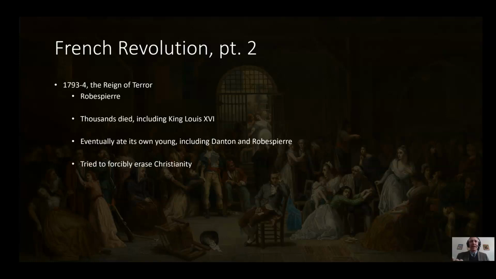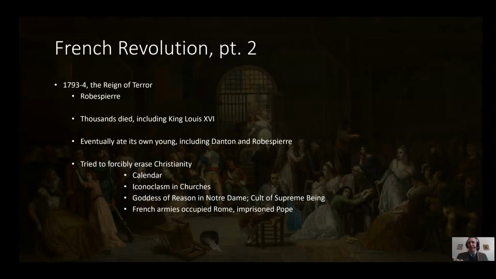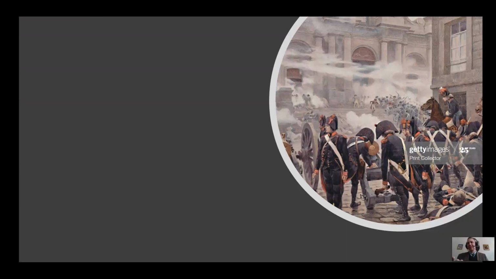They did try to forcibly erase Christianity from the face of France and the places that France conquered. Changed the calendar. Took out the images in churches, particularly Notre Dame. Tried to institute the goddess of reason. The cult of the supreme being, rather than God the Father, God the Son, God the Holy Spirit. The French armies occupied Rome and imprisoned the Pope. 2 popes. Bad times all the way around.